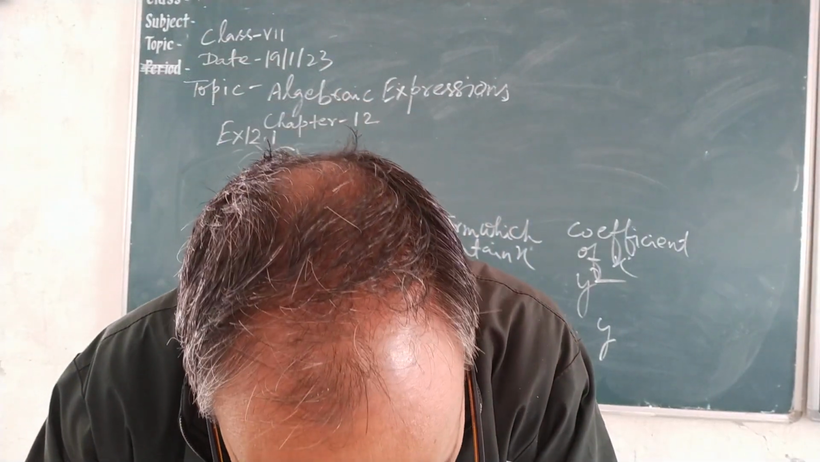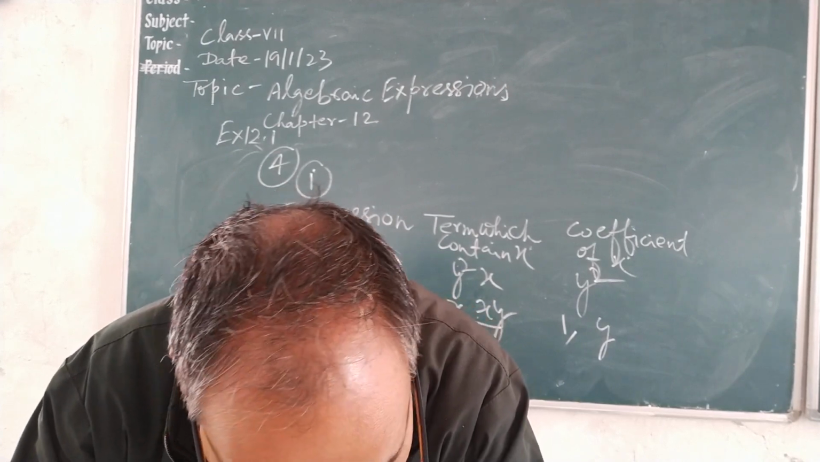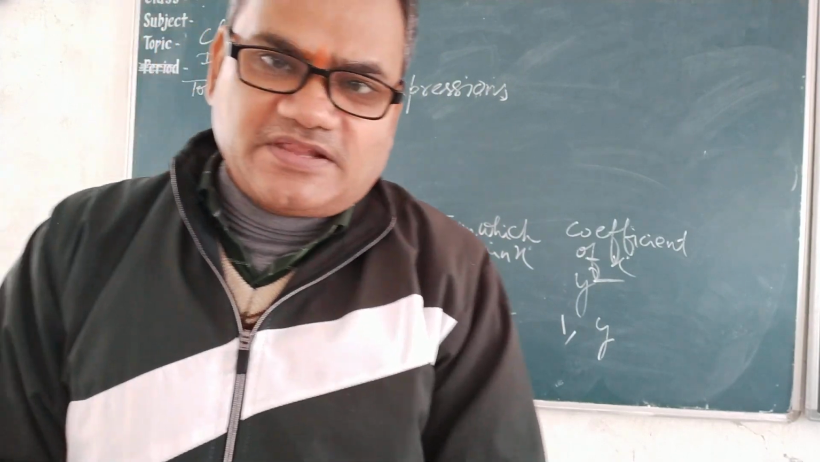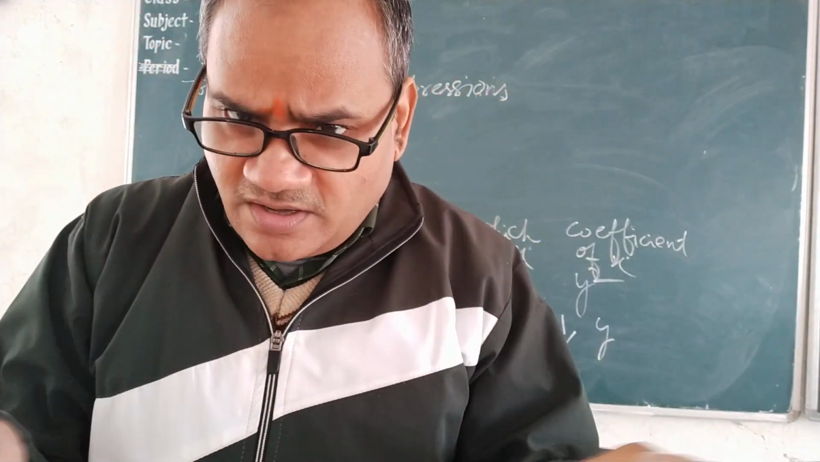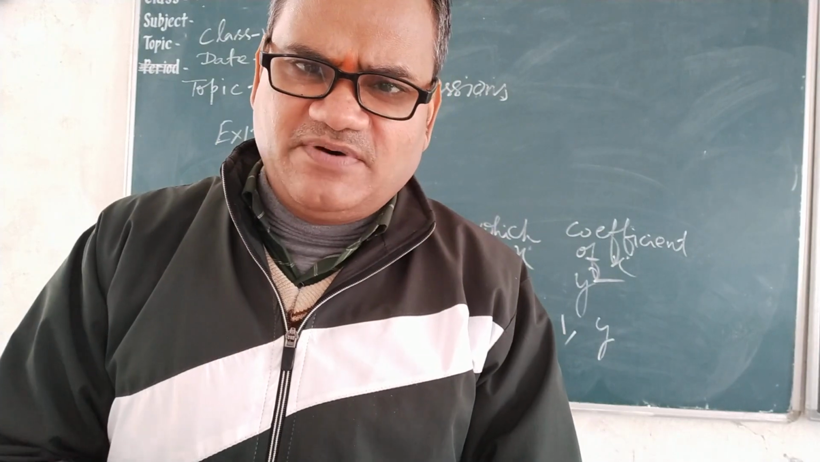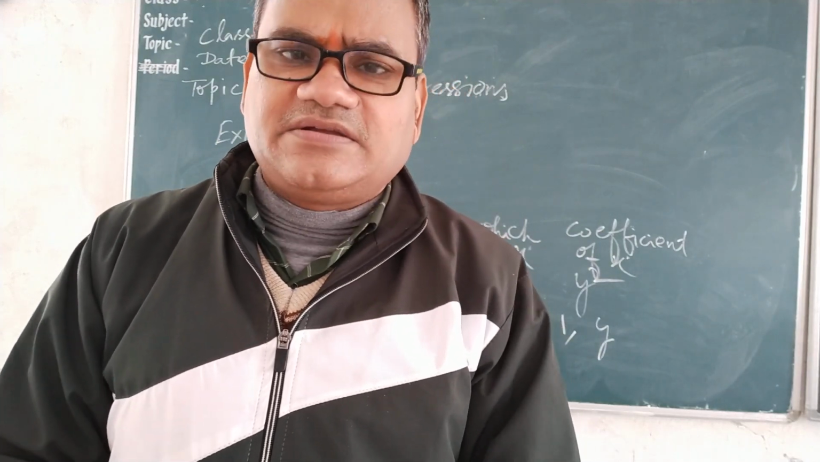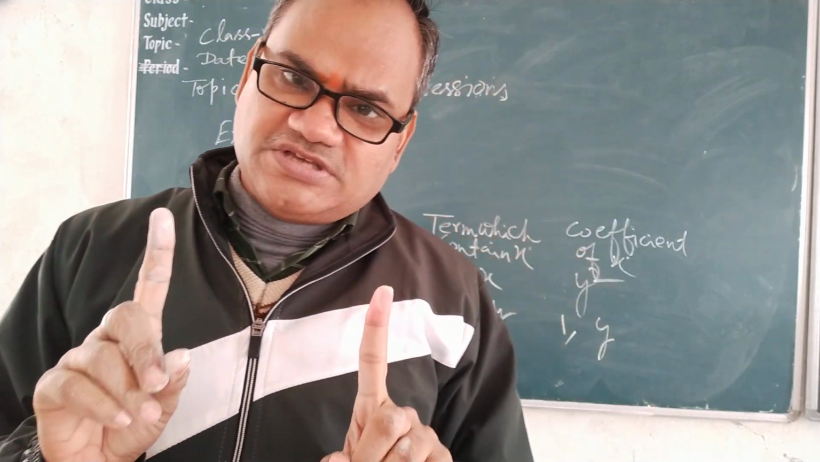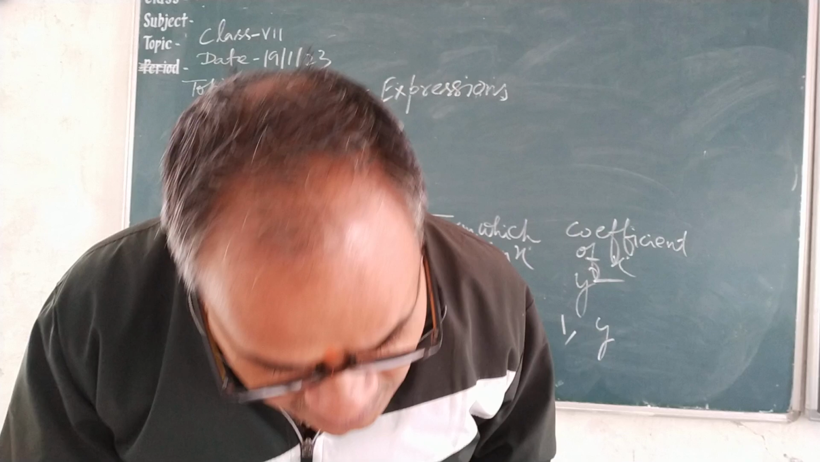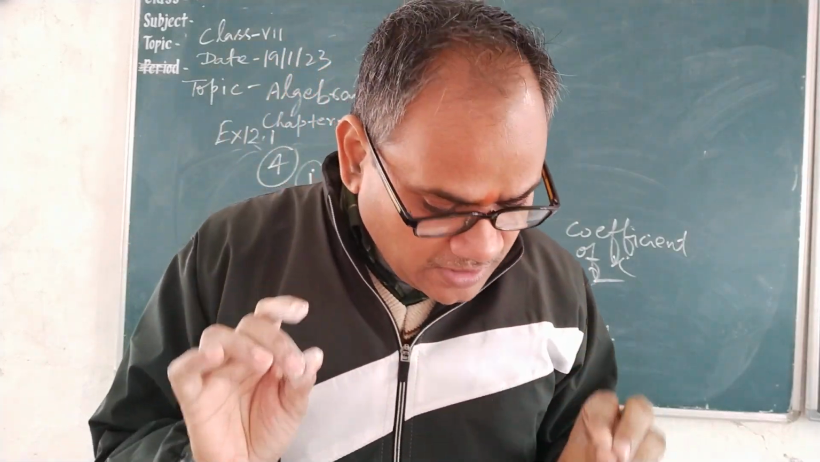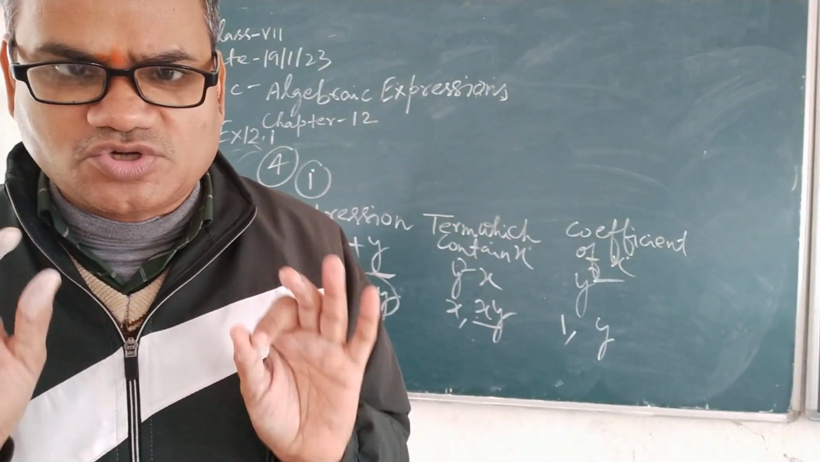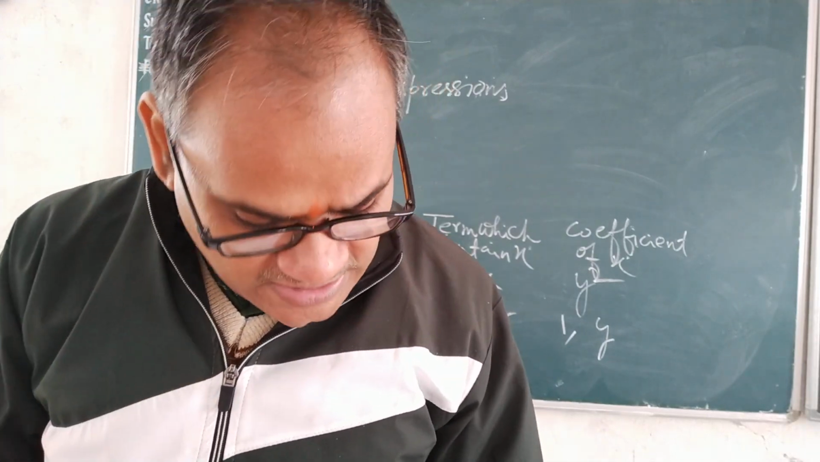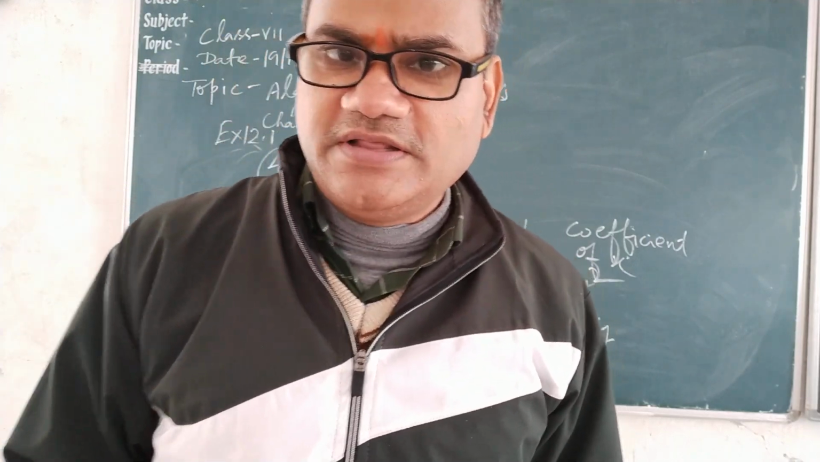Question number 5. Now question 6, state whether a given pair of terms is of like or unlike terms. Like terms means terms having the same variables are called like terms, and terms having different variables are called unlike terms. So this is also your homework. Question 6 is also homework, and question 7. Please try to complete exercise 12.1 yourself completely. Okay, then in the next class we will start exercise 12.2. Till then, thank you very much.